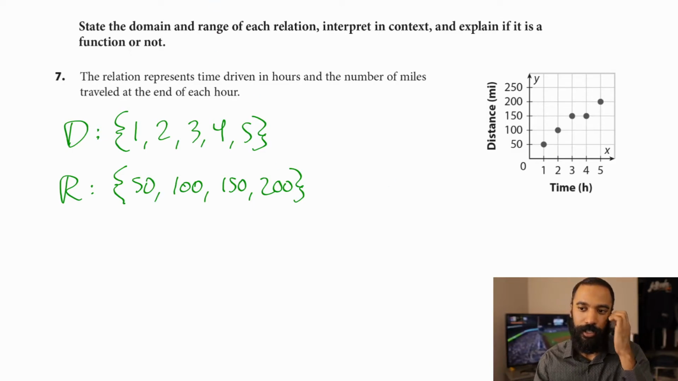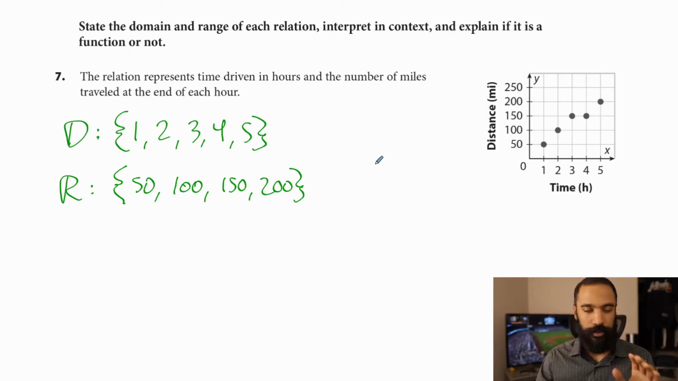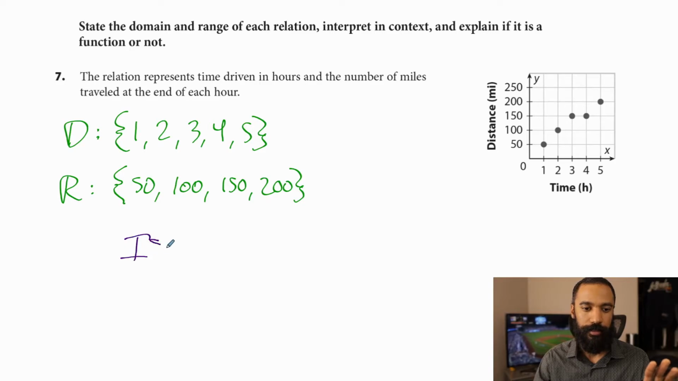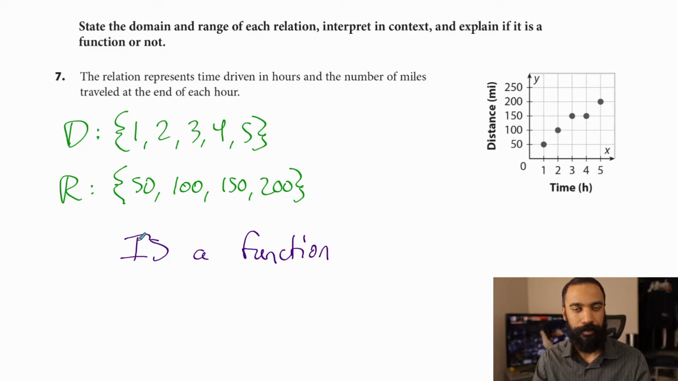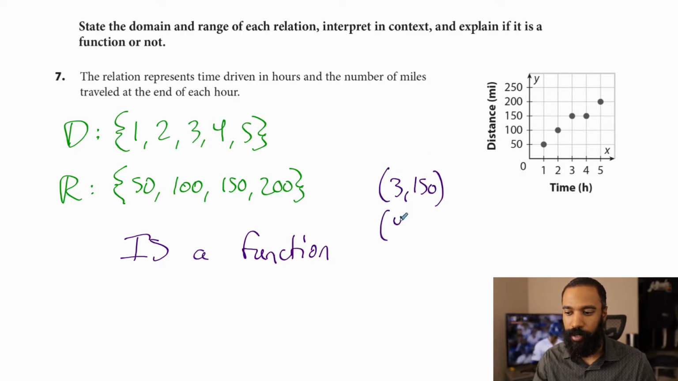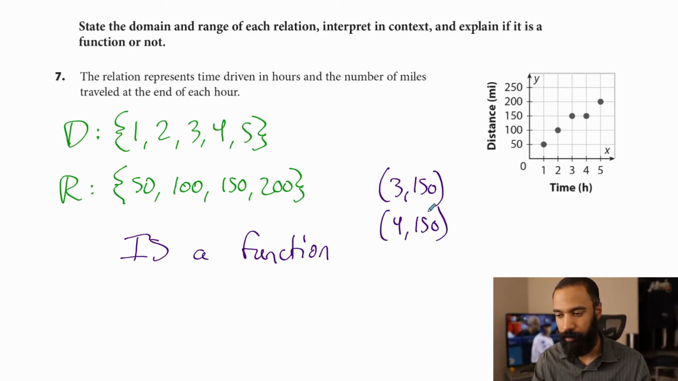Now, is this a function? Yes. I'm going to say this is a function. Now, how come? I mentioned something before about duplicates. You got to avoid duplicates. Well, here I have duplicate y values for the same x. I have the point (3, 150), and I have the point (4, 150). Mr. Robinson, if there are duplicates, why is it a function? Because it's duplicates on y and not duplicates on x.